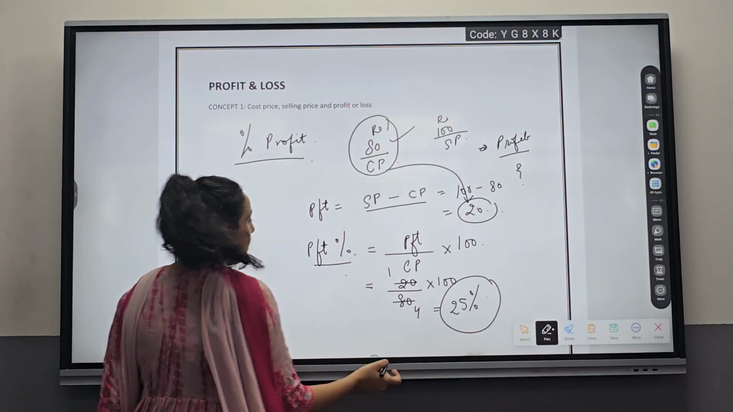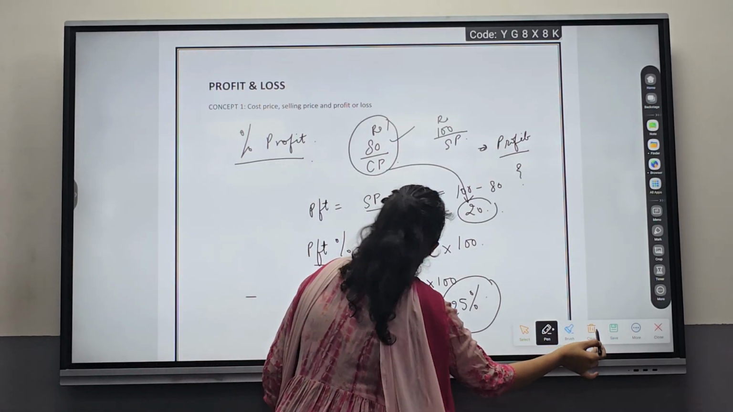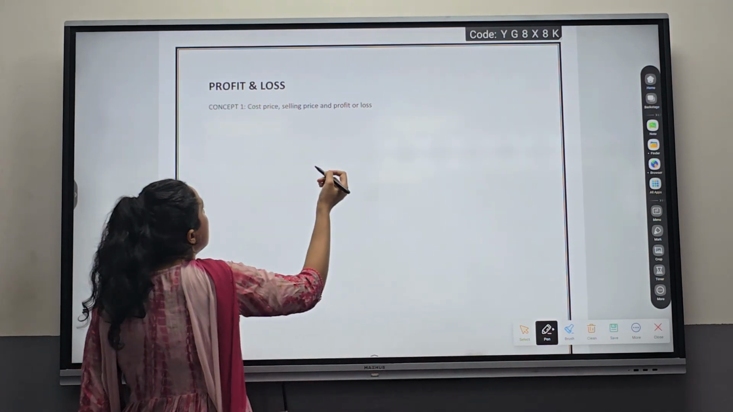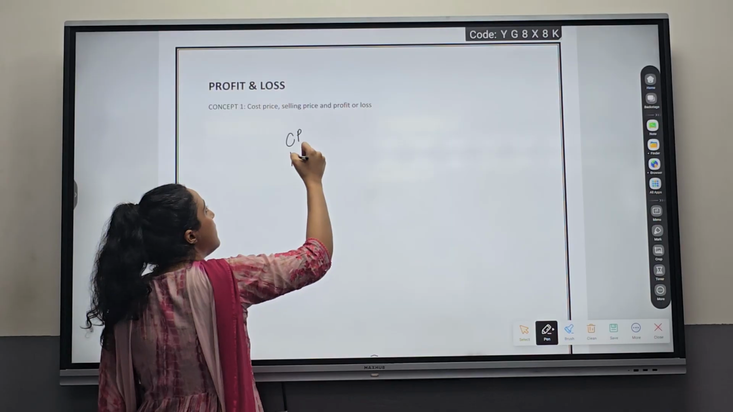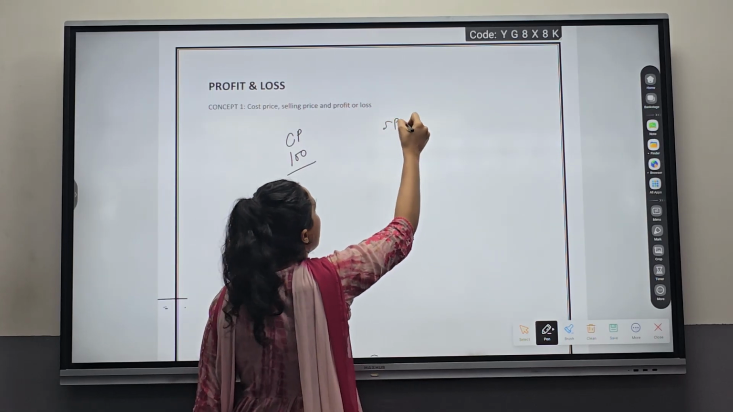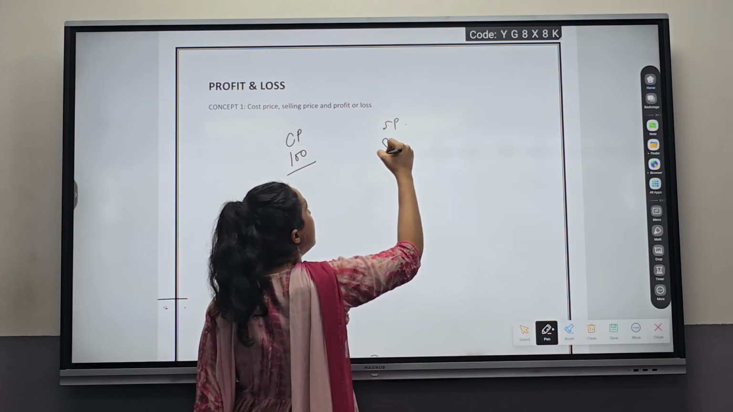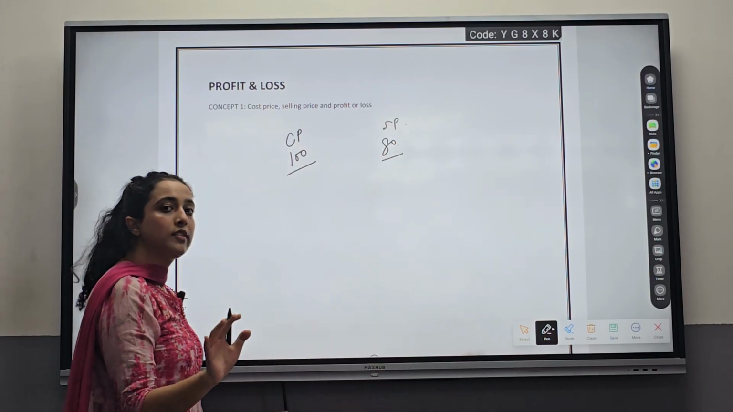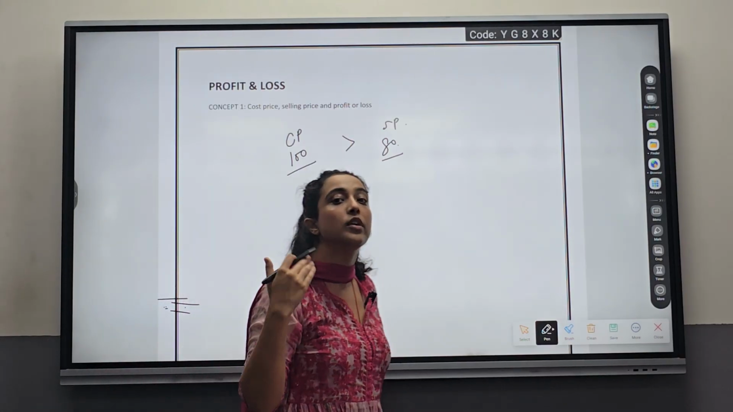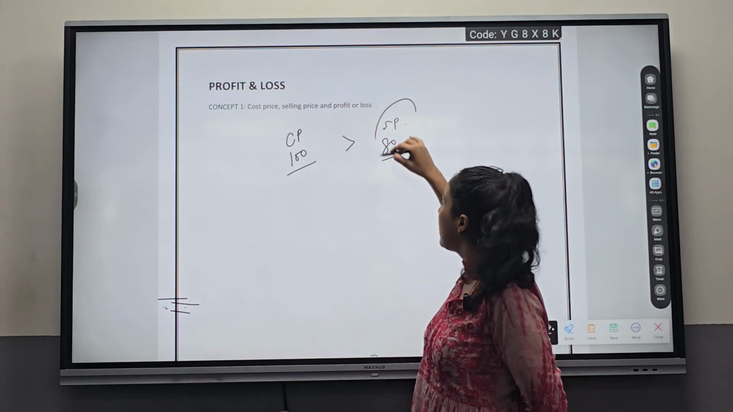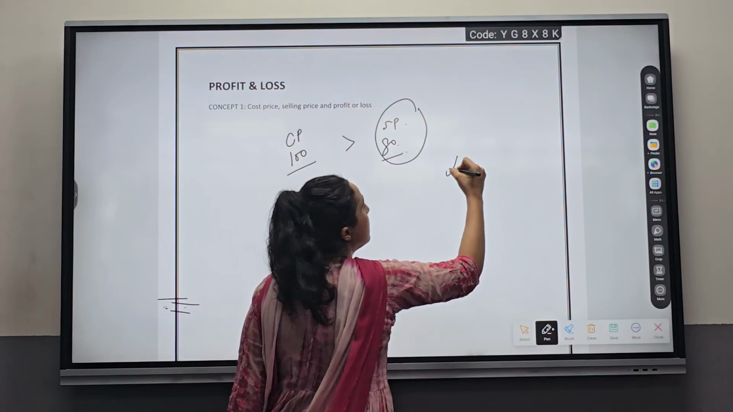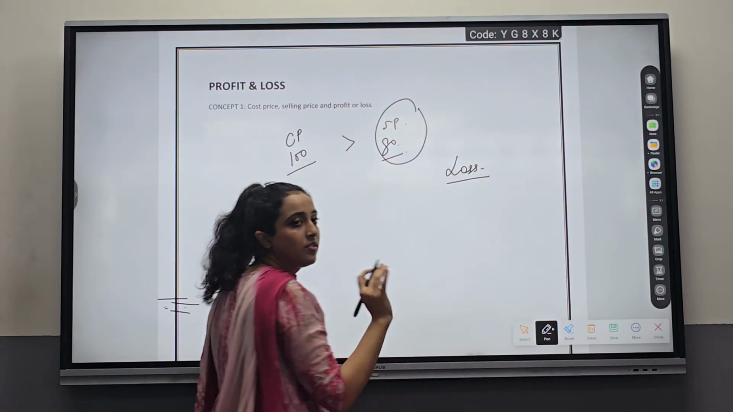Now similarly, if you have to find out loss percentage, let's say the cost price of an item was 100 rupees. Selling price of that item is rupees 80. So first of all, the first thing you will notice is cost price is greater than selling price. So you invested more, but you got less out of that transaction. This means you incurred a loss in this transaction.